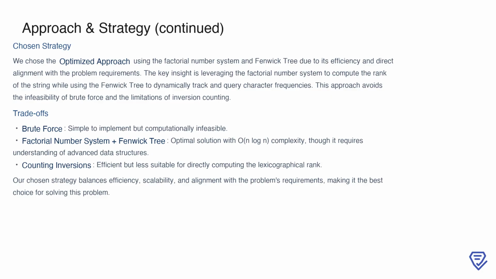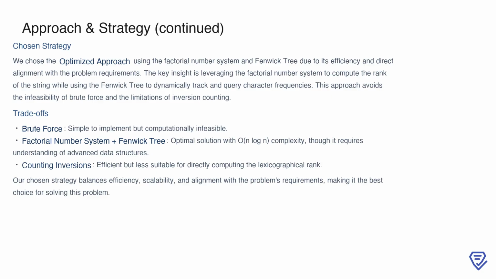The key insight here is that the factorial number system allows us to compute the rank of the string precisely, while the Fenwick tree dynamically tracks and queries the frequency of characters as we process each one. This combination ensures an O(n log n) solution, avoiding the exponential complexity of brute force and the limitations of inversion counting.